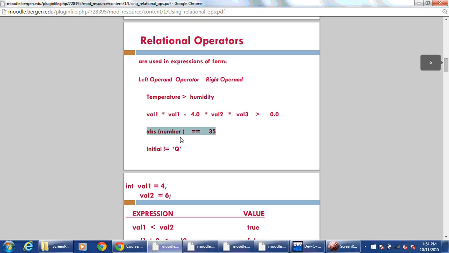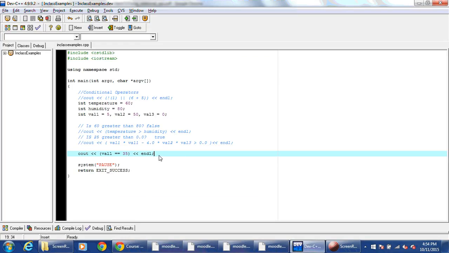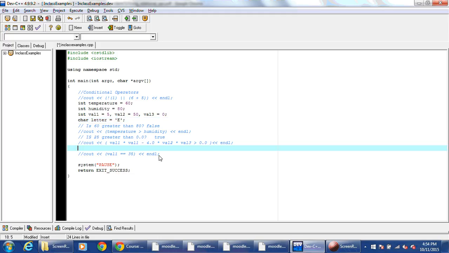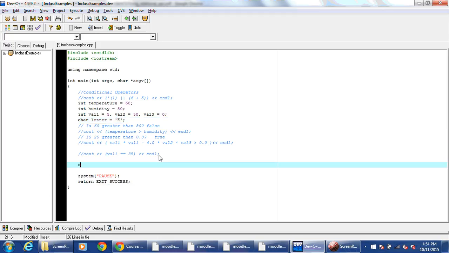And then you have the not equals to, which will say, is variable or literal not equal to something. So, I'll give you an example. If we say char letter is equal to E, right? Letter is not equal to Q.